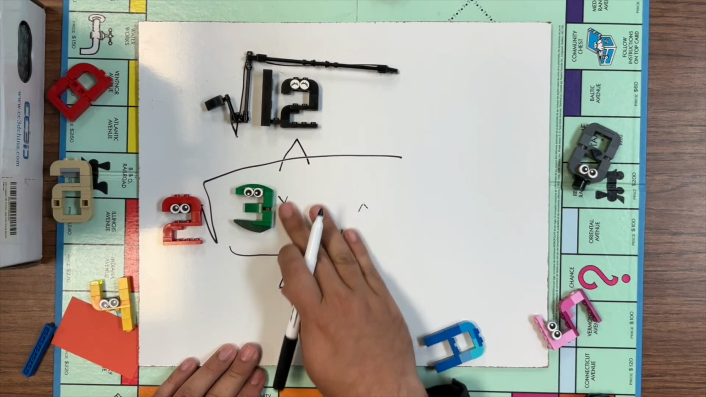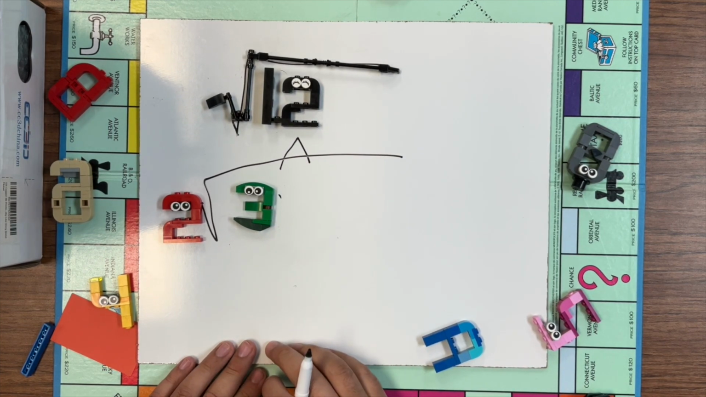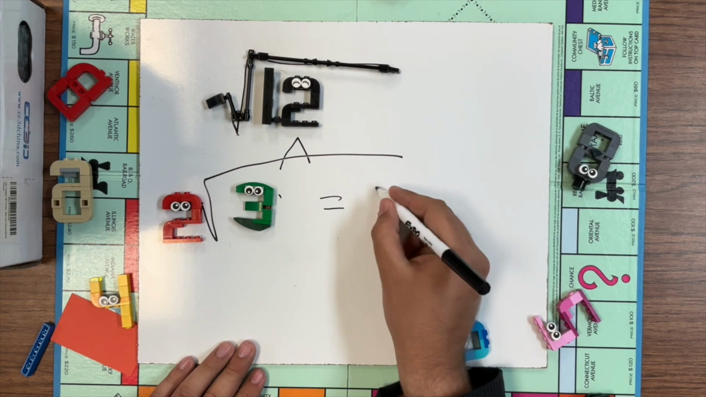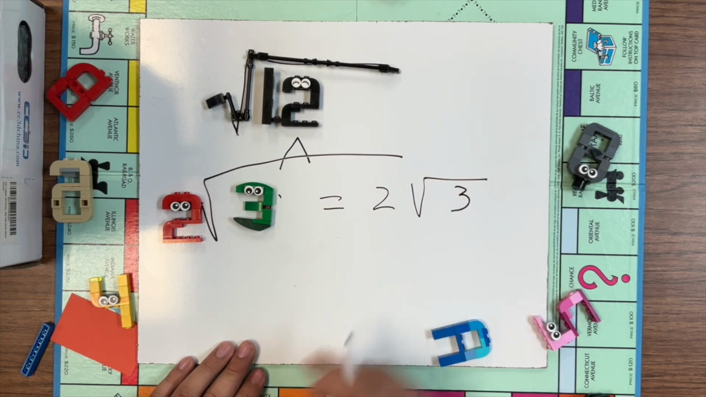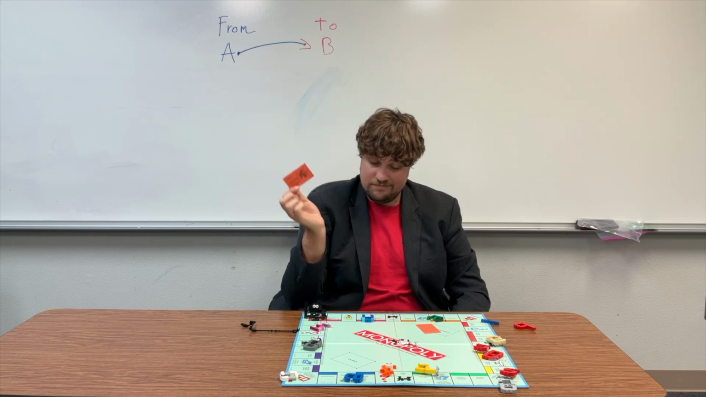The 3, on the other hand, well, he's drawing a chance card that gets him stuck in jail. So he'll be in jail for the rest of his time. So this is our answer. Our answer is 2 square root of 3. So we can use a square in exchange of this.